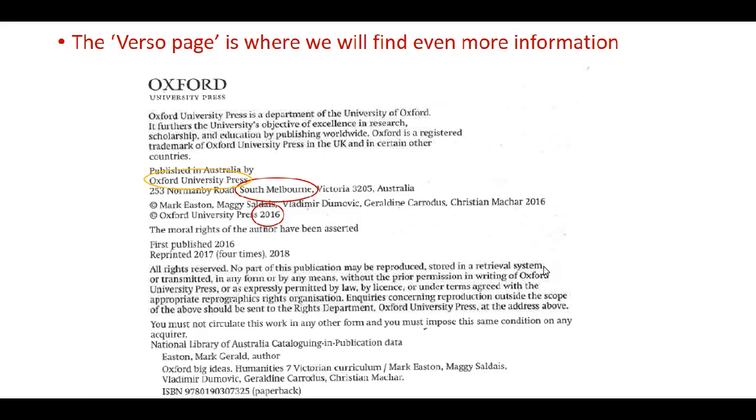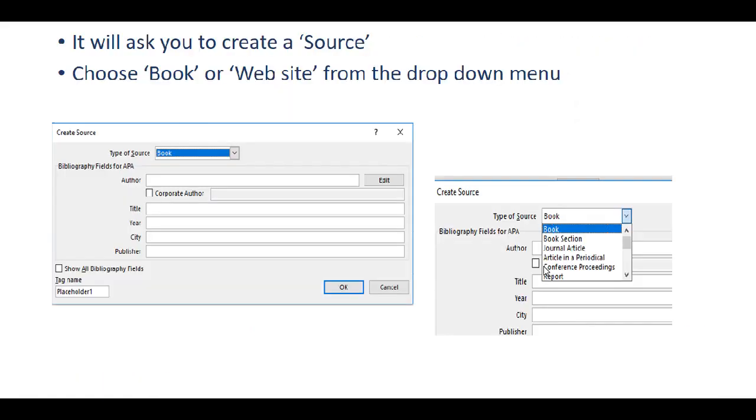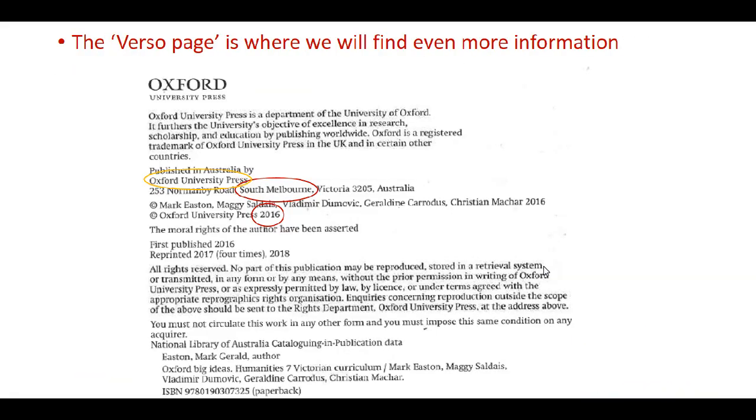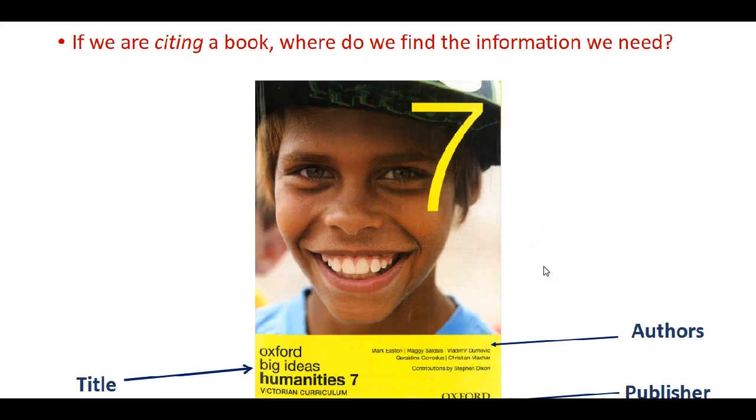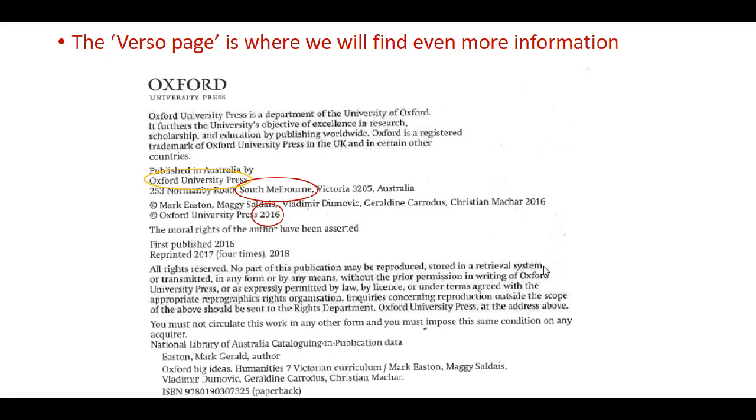So what I'm going to get you to do is copy this, have a look at this page, and I want you to go, like we did before, open up that under book, and I want you to put the author, the title, the year, the city, and the publisher in those fields. So going back again, we've got the title, which was Oxford Big Ideas Humanities. The author, we're going with Mark Easton. The publisher is Oxford University Press. The place is South Melbourne, and the year is 2016.